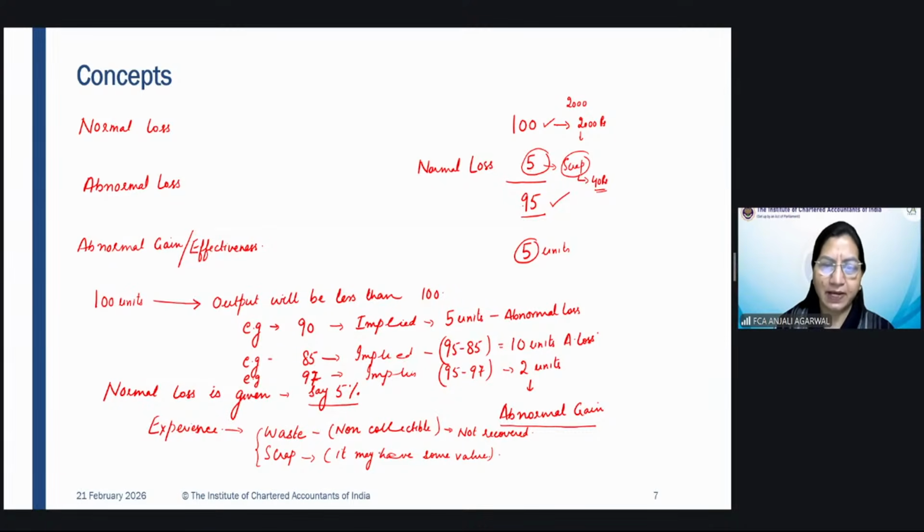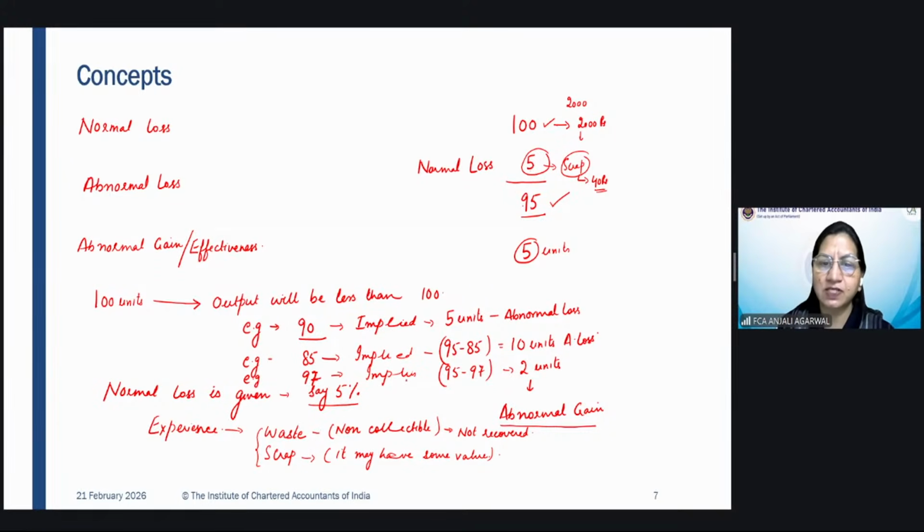When you say scrap has some value, another important thing is that it is not only, let's say the output is 90 units, then it's not just the 5 units of normal loss which will be sold for 40. The 5 units of abnormal loss will also be sold at 40. Or here the 10 units of abnormal loss will also be sold at 40. But here you don't have 5 units to sell. Out of 100, 97 units were completed and they moved to the next process, which means the scrap which you have in your hand to sell is only 3 units. So you don't have 5 units to sell.